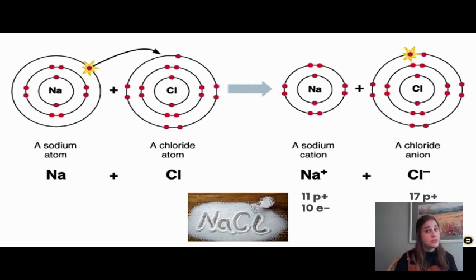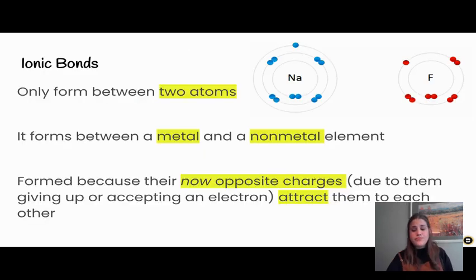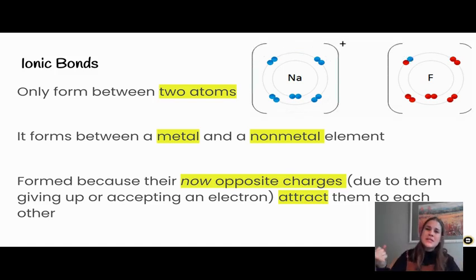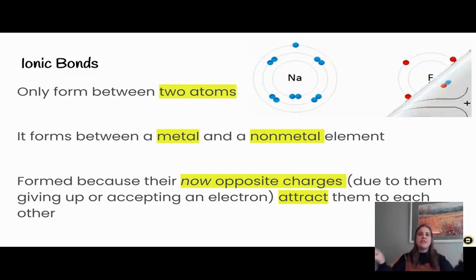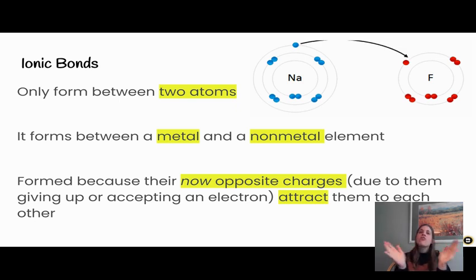You do not need to know those vocab words. All you need to know is that they get charged. And because they're charged, they are now attracted to each other. Just like we talked about with magnets, this is a very strong pull because it's a positive and a negative, opposites attract. So they're bonded to each other through their attraction for each other.